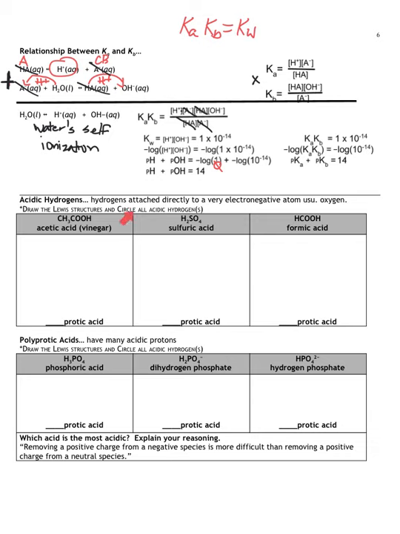Okay, let's talk about acidic hydrogens. Acidic hydrogens are hydrogens attached directly to a very electronegative atom, usually oxygen. And that means they usually are not attached to the central atom. In other words, it's attached to the bonded atoms. So the acidic hydrogen is another attachment beyond the bonded atoms.